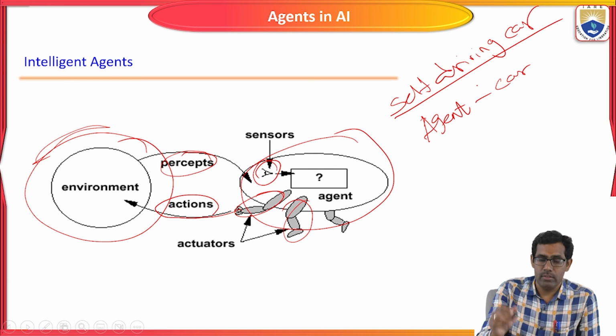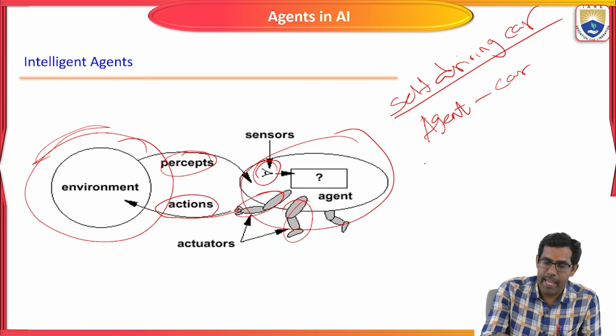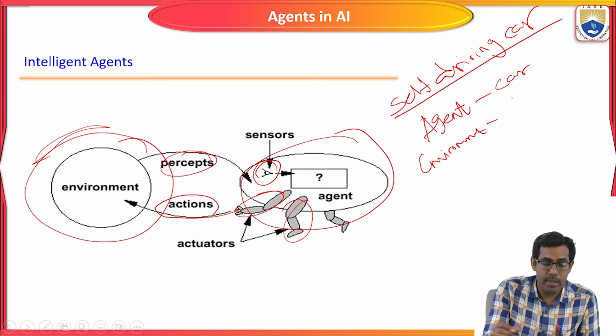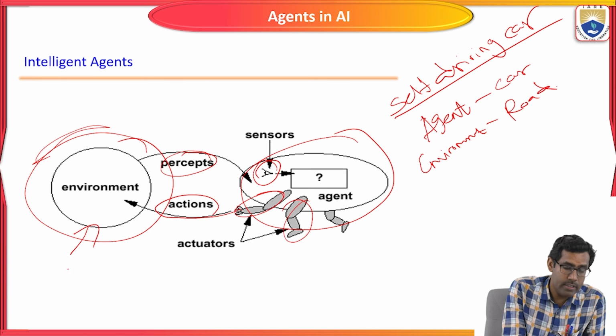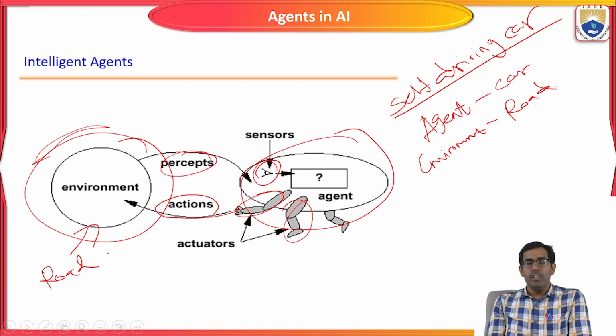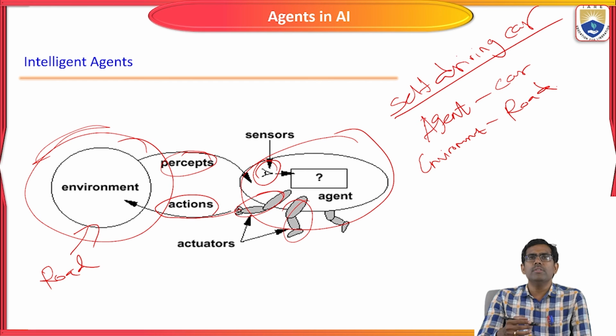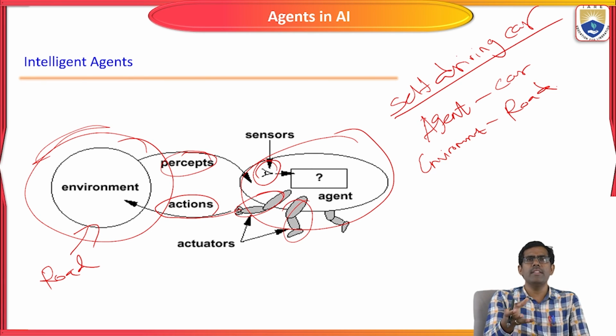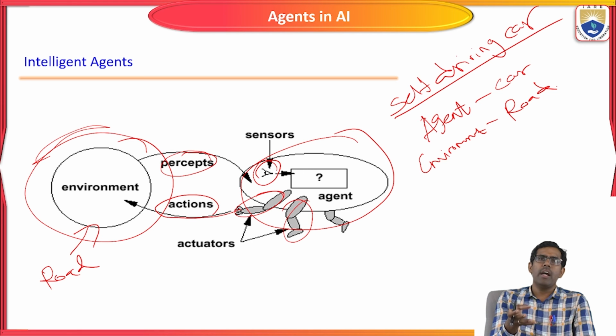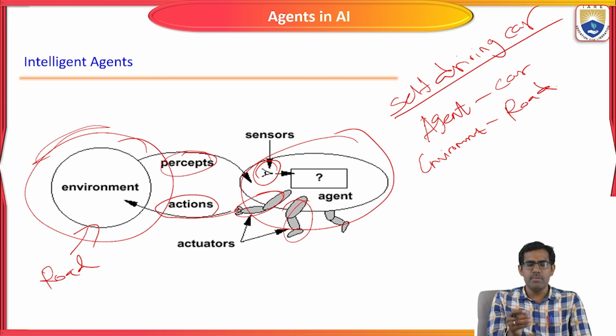Agent is car. Okay, so car is an agent. Here the environment is road. Okay, here this is the environment, the road. Here we are just going to take some sensors near and inside the car, screens or some lights inside the car. We are going to set some sensors.